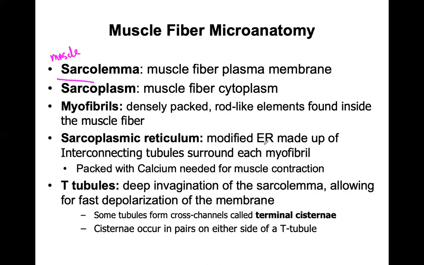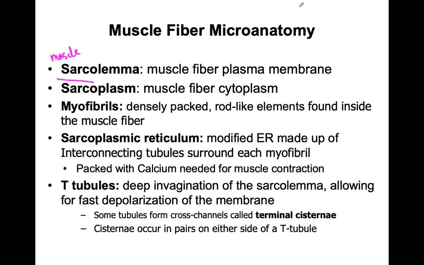So basically what we're saying here is that your nervous system communicates with the skeletal muscle system. The electrical impulses get passed down from the nerve to the muscle, and then spread throughout the muscle fiber using your T tubules. These T tubules have special cross channels referred to as the terminal cisternae, and these terminal cisternae occur on either side of my T tubules.